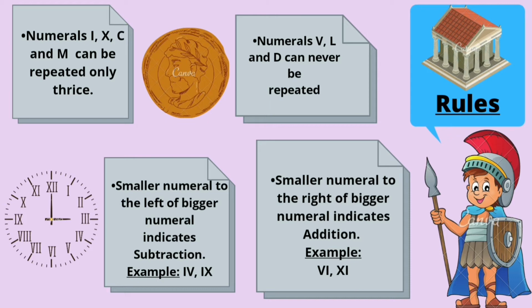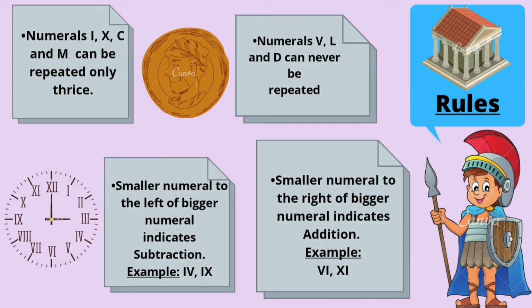Now rule 2 says numerals V, L and D can never be repeated. So you cannot repeat these letters at all while writing or decoding Roman numerals. Now here too the trick is the same. Check the values represented by these letters. It is 5, 50 and 500.